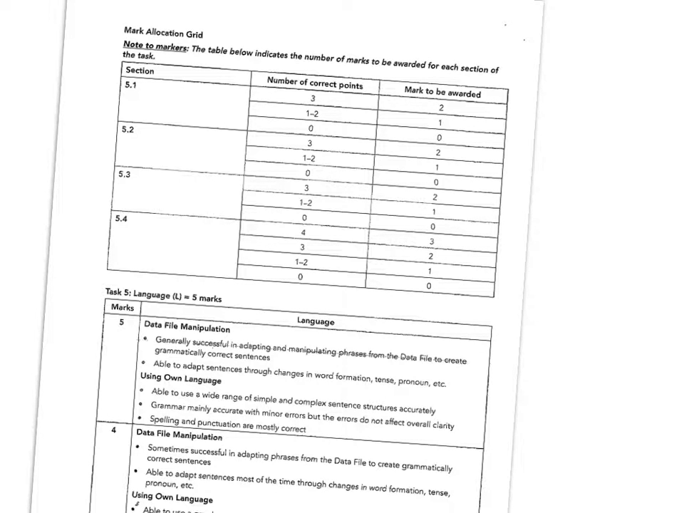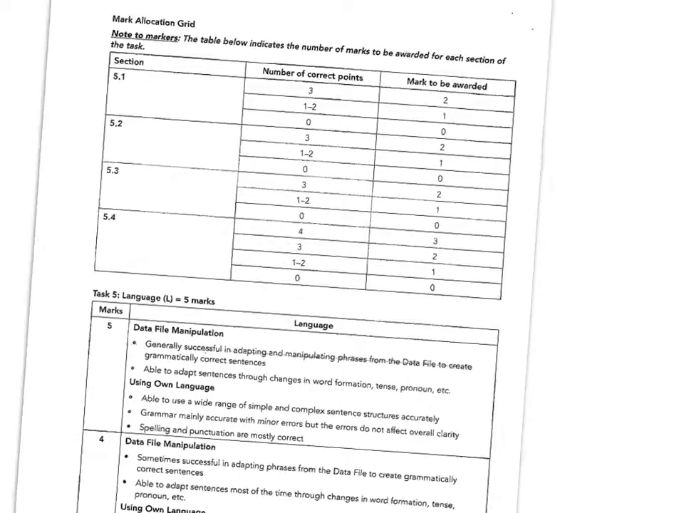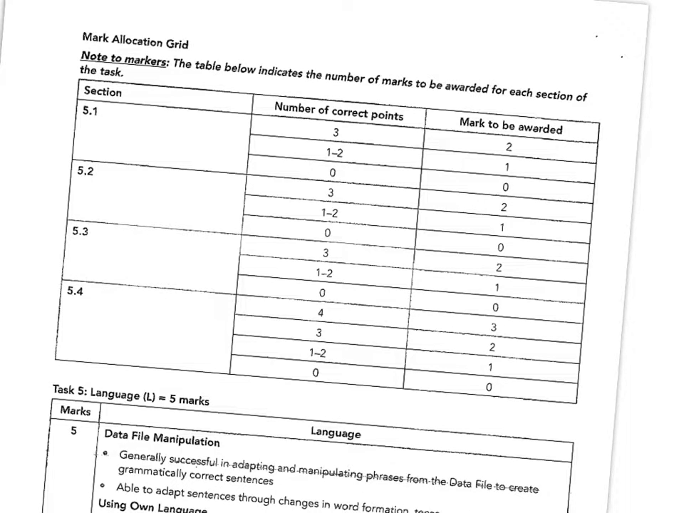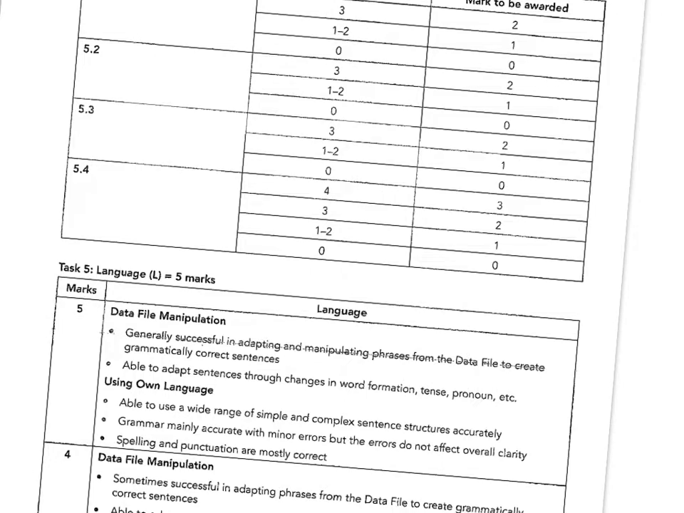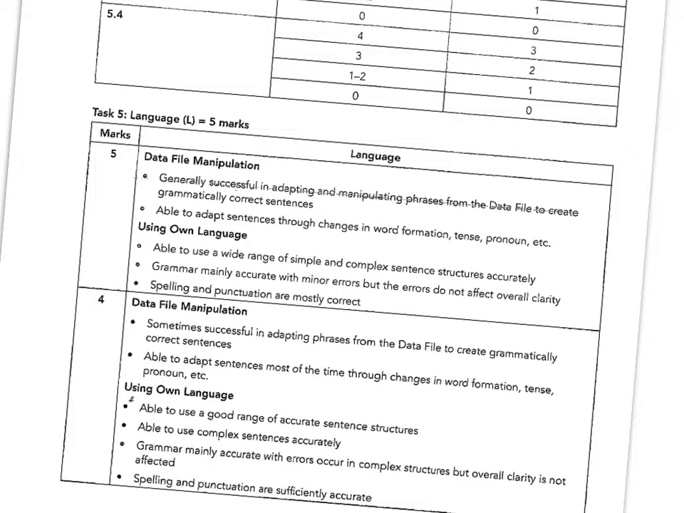Now this is the mark allocation. Altogether you will have 9 points for the task completion. This is how you get the points for different tasks, different paragraphs. 9 points for task completion, and then apart from the 9 points, you have 5 marks for your language.